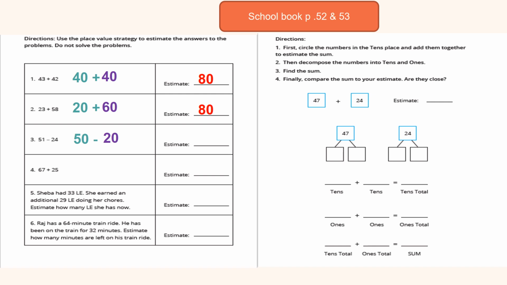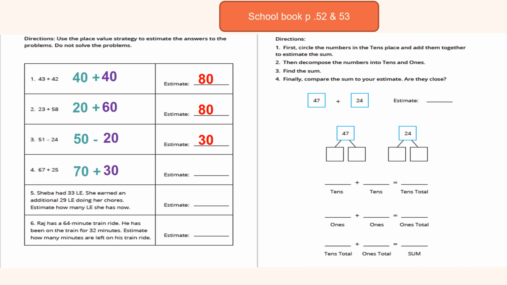Number 4, 67 plus 25. Let's estimate 67. 67 between what and what? Between 60 and 70. Look at ones. Ones is 7, 7 more than 5. So we will go to next door. 67, it will be 70. 25, between 20 and 30. Look at ones. Ones is 5. 5 or more, go to next door. So 25, it will be 30. 70 plus 30 equals 100.